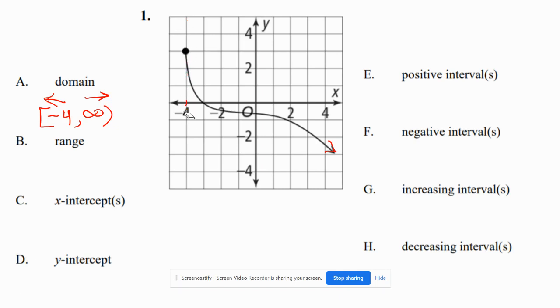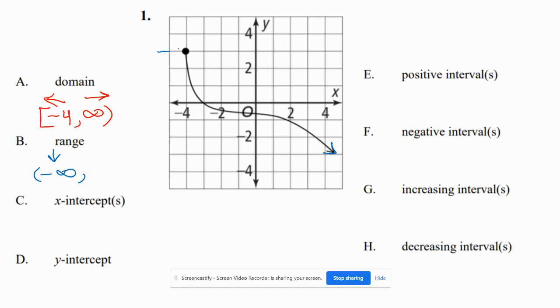Okay. Next thing we want to know is the range. So now we want to know how far down the graph goes. Again, it looks like it might stop there, but the arrow tells me that it's going to keep going downwards. It's going to go basically towards negative infinity, a value we can't reach, so we put it in parentheses.